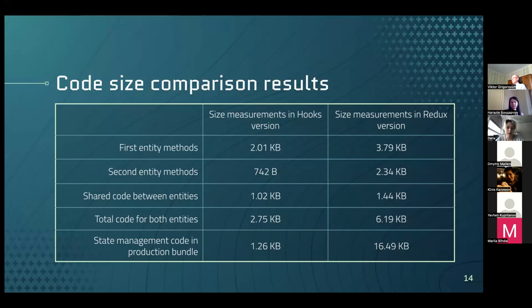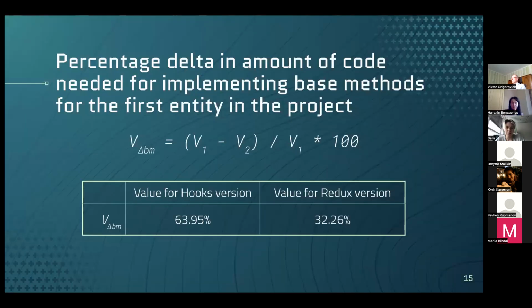Measurements regarding the code size of the project are shown in the table. So basically we can see that the Redux version took much more memory than the Hooks version. For the calculation of the percentage delta of the amount of code needed for implementing the methods, the following formula was used, where V1 is the size of code that was developed for implementing methods of the first entity, and V2 is the size of code for the second entity, respectively. The results are in the table.